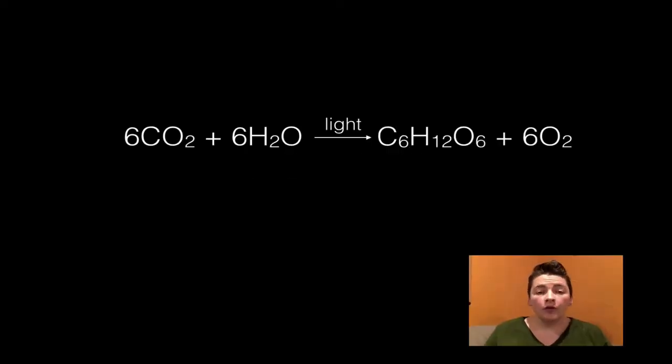Photosynthesis. This is the overall equation for photosynthesis. We have 6 carbon dioxide and 6 water, with the help of light turning into sugar and 6 oxygen.